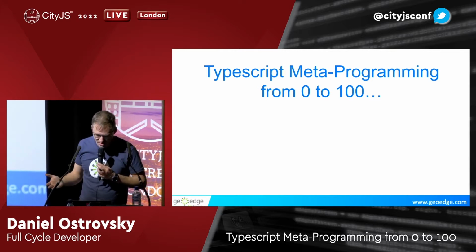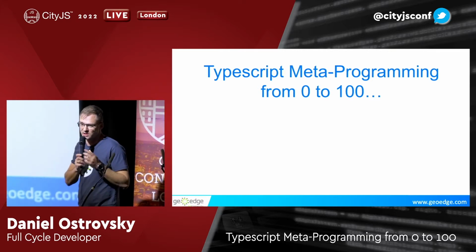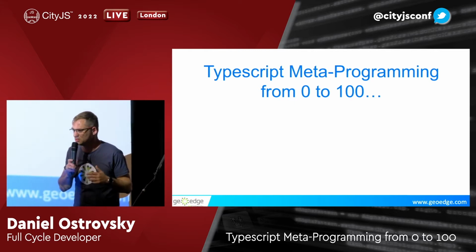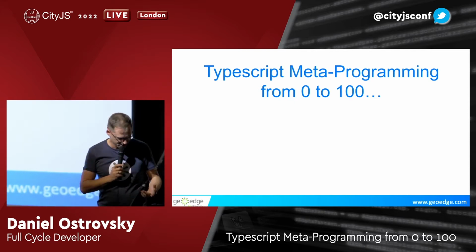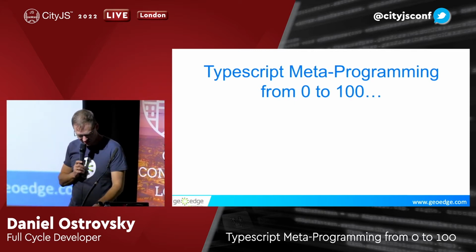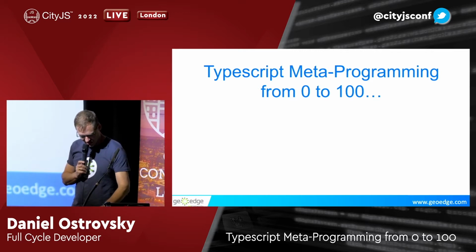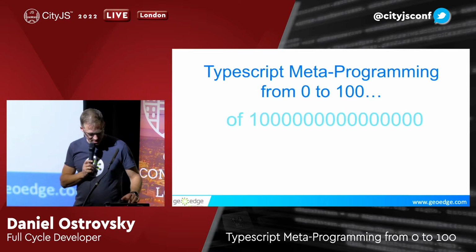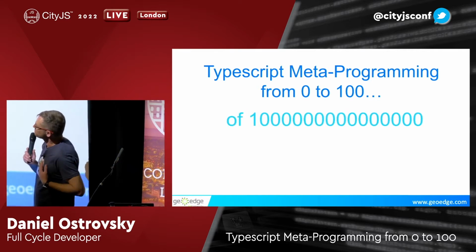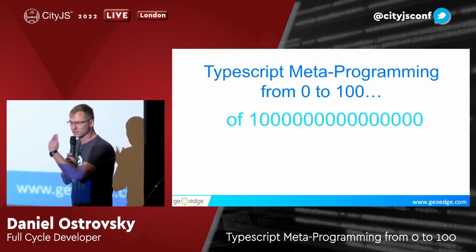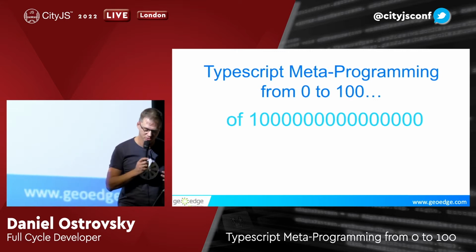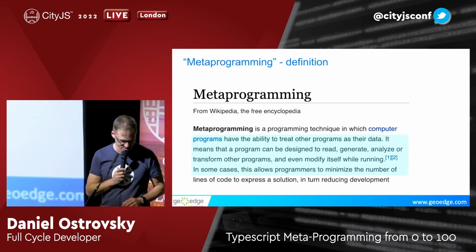So, TypeScript Meta-Programming from 0 to 100. Small expectation: we have like 10 minutes left, something like this. So it's gonna be from 0 to 100 of 1 million. It's too much to go over. What is meta-programming?